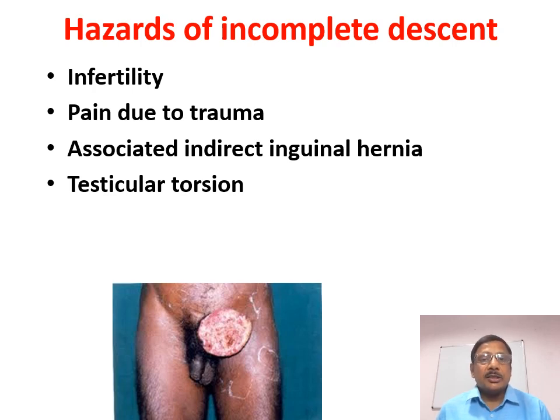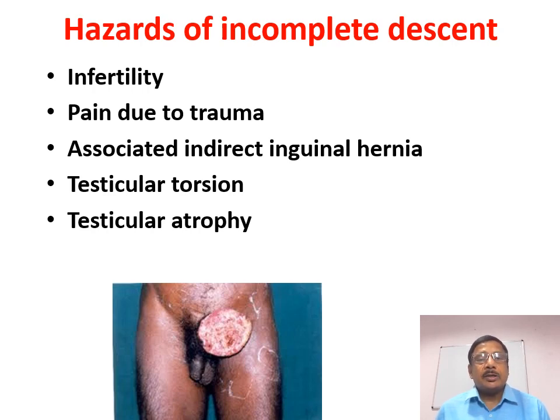Undescended testis near to the abdomen has less germ cells, poor germ cells, and moreover, since it is prone for testicular torsion, prone for developing trauma or having trauma, you can imagine the patient is liable to develop infertility or problems. And very importantly, if it is left as such, the testis will lead to atrophy and you may not salvage it.